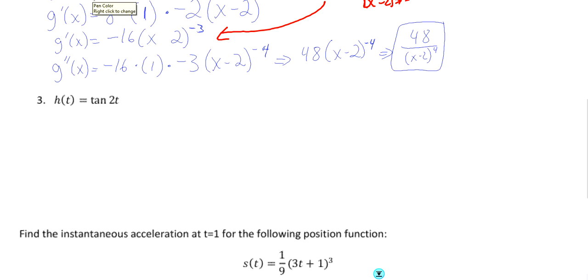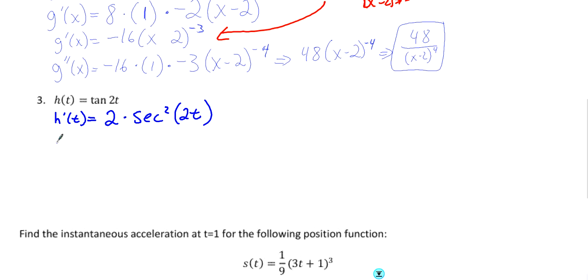Had to put some trig in there just to practice. So start with the first derivative. I don't have anything to rewrite here, so I just take the derivative. It's chain rule. So the derivative of the inside is 2 times the derivative of the outside, which is secant squared 2t. Okay?